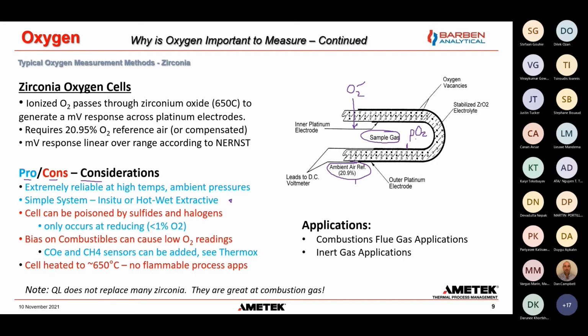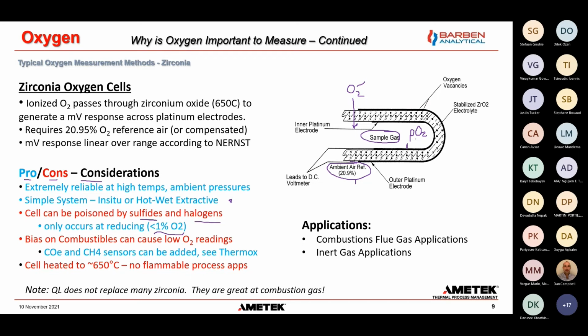The downsides of this technology is it can be poisoned by sulfides and halogens. However, that only occurs at reducing conditions less than 1% O2. And generally, most applications are combustion and oxidizing. So we're going to keep those at a higher 3% or higher level and won't be damaged by the sulfides or the halogens.